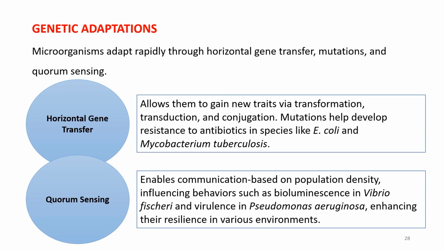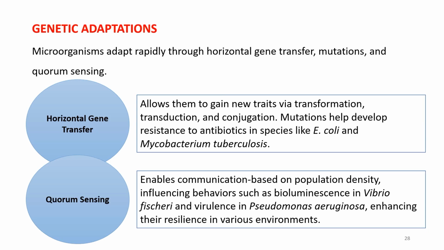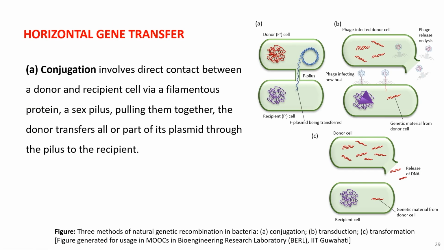Now, there are certain genetic adaptations through horizontal gene transfer, mutations, and quorum sensing, which help in this adaptation. So, horizontal gene transfer allows them to gain new traits via transformation, transduction, and conjugation. Mutations help develop resistance to antibiotics in species like E. coli and Mycobacterium tuberculosis. And then quorum sensing enables communication based on population density, influencing behaviors such as bioluminescence in Vibrio fischeri and virulence in Pseudomonas aeruginosa, enhancing their resilience in various environments.